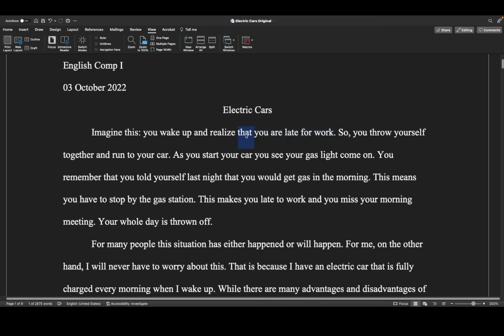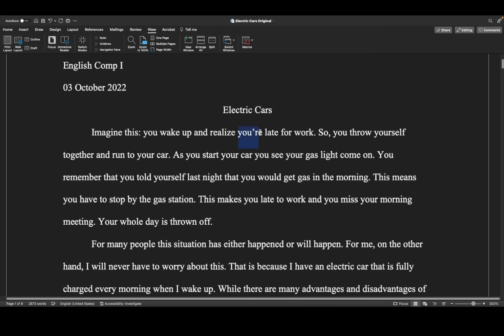Interestingly, though, we can also just delete it because "that" is assumed when we have just the sentence there at the end. I'm gesticulating with my hand. I realize that you can't see that. So imagine this. You wake up and realize you're late for work. Also, sorry, I swear we are going to read the whole thing.